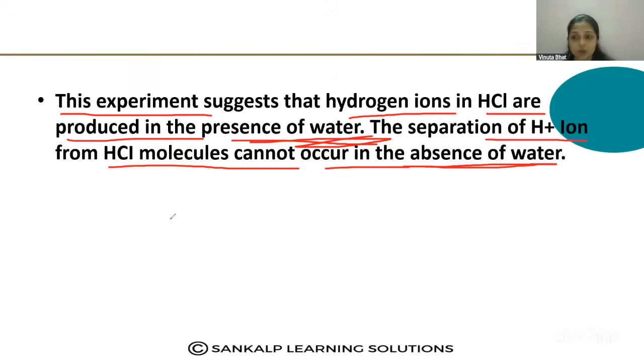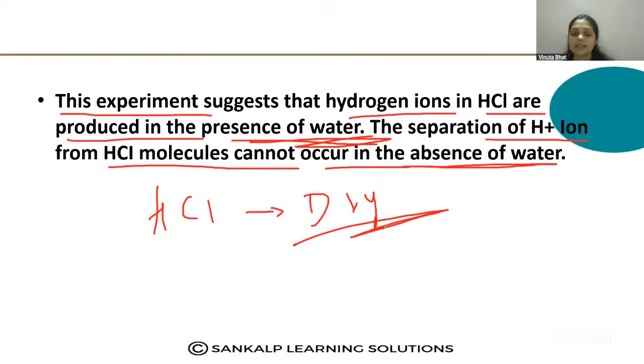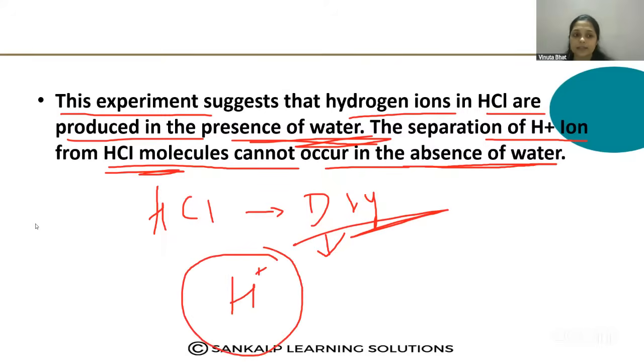So when the water is absent, when you tested the HCl gas with the dry litmus paper, water is absent, right? So when the water is absent, what we can say here is that the acids are not able to form the H plus ions. So that we can conclude.